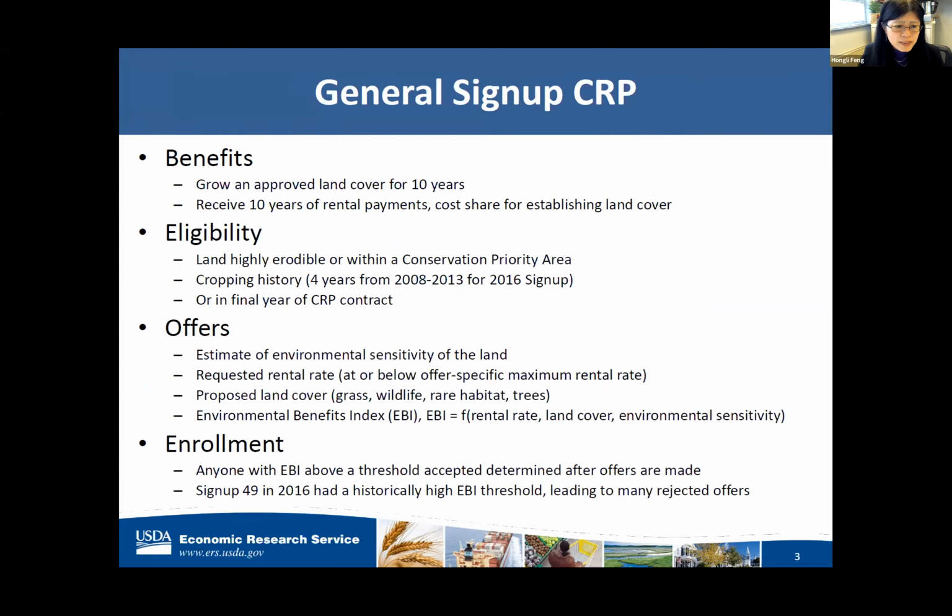You said eligibility. I thought it's 10 years. What's exactly the length of history required to be eligible for CRP? Here you say it's from 2008 to 2013. I thought it's longer than that. For this particular sign-up, it does vary from sign-up to sign-up, but for this particular year, it was 4 of the 6 years from 2008 to 2013. Just for this particular sign-up? Yes. Okay, thank you.